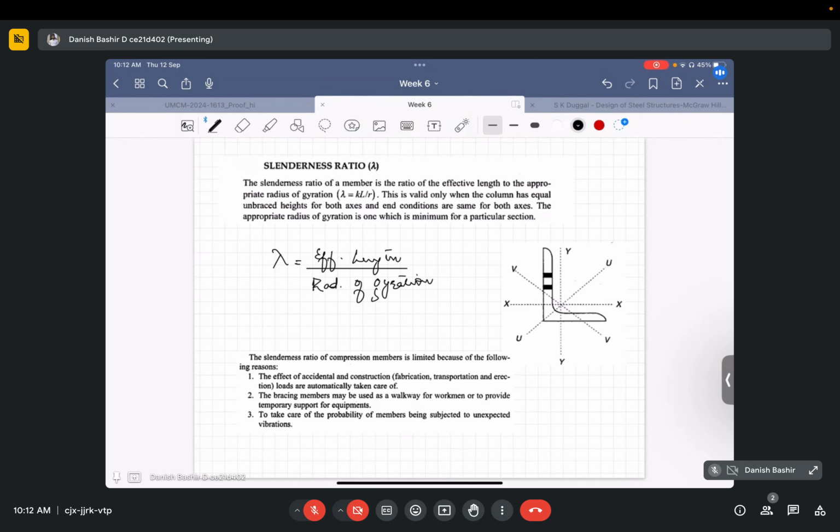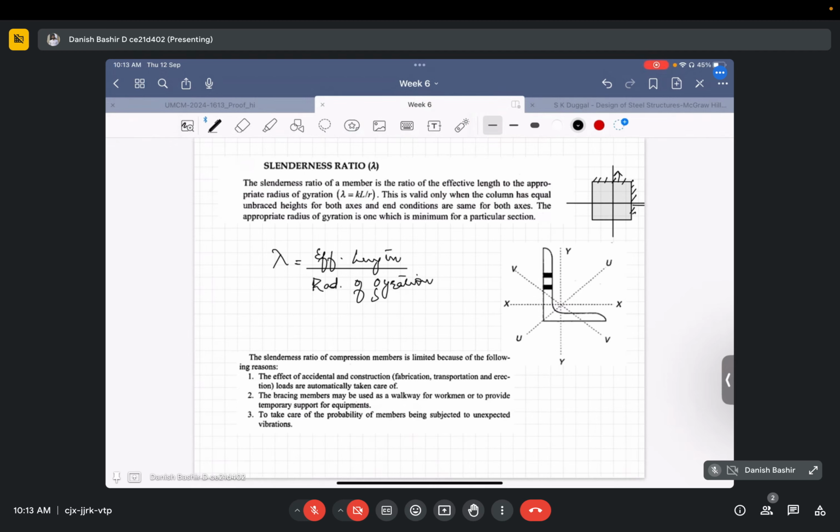So this appropriate radius of gyration is valid only when the column has equal unbraced height about both the axes and the end conditions are the same for both axes. So if this is a column, one axis is this and another axis is this. If the height about this axis and this axis is the same, and the end conditions on this side match the end conditions on the other axis side, then we say it is the ratio of effective length to the radius of gyration, because the radius of gyration will be the same along both axes. But if these conditions are not matching, what do we have to take? We have to take the minimum radius of gyration of a particular section. That is the minimum radius we have to take for calculating the slenderness ratio.